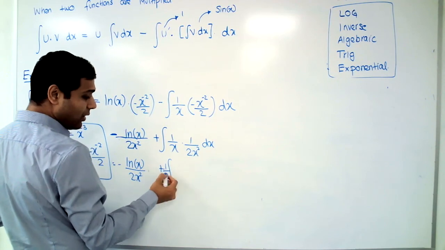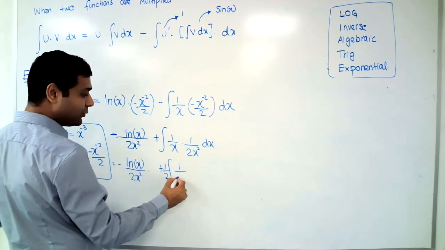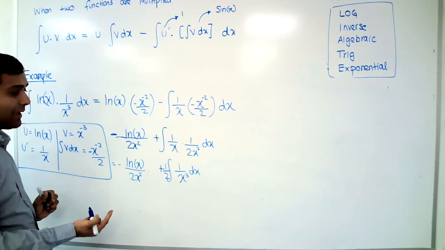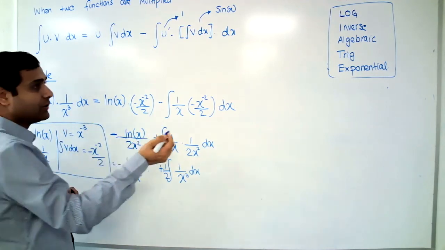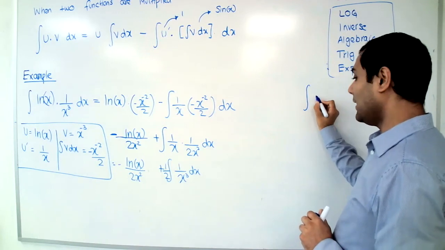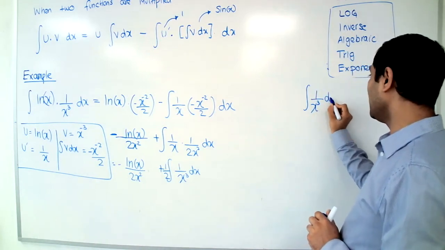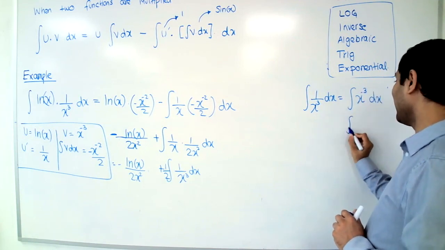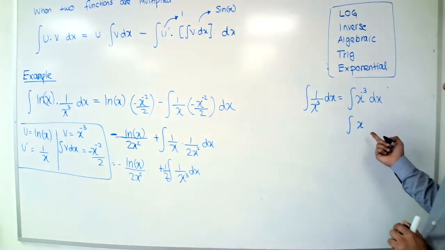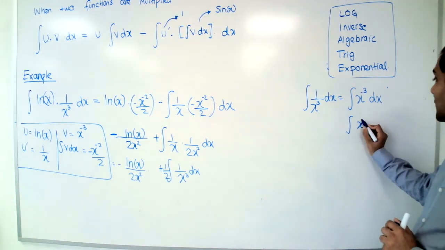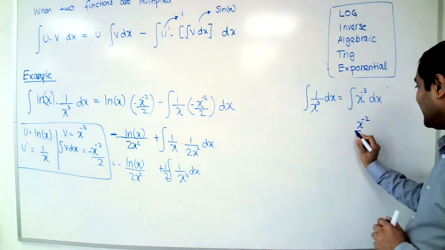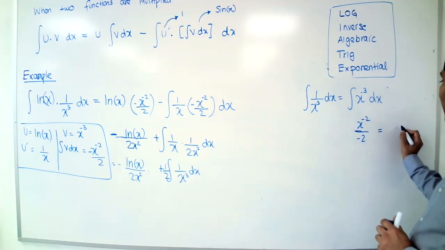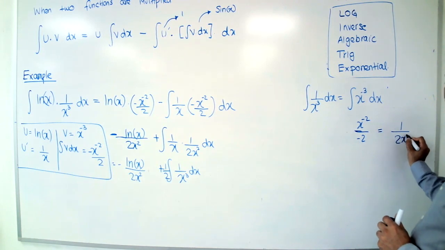1 over 2 outside of the integration, and you've got 1 over x cubed. 1 over x cubed is the same as x to the power minus 3. So 1 over x cubed dx is the same as x to the minus 3 dx. If I integrate that one, that becomes x to the minus 2 over minus 2. So if I simplify that one, that becomes 1 over 2x squared with a negative.